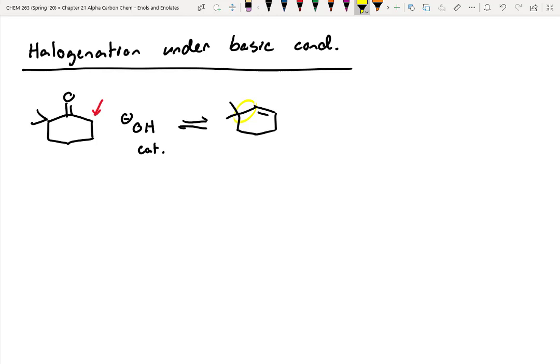It can't form over on this side because if we were to form a double bond over there, we would end up making a Texas carbon, which is not allowed. All right, and then in this next step, you can treat this with Br2, and you could get bromine to install over on that carbon.